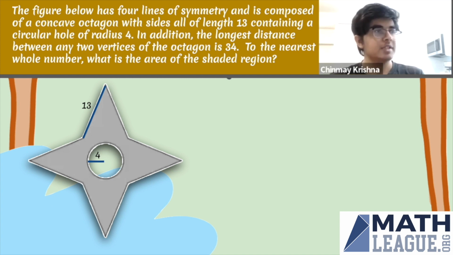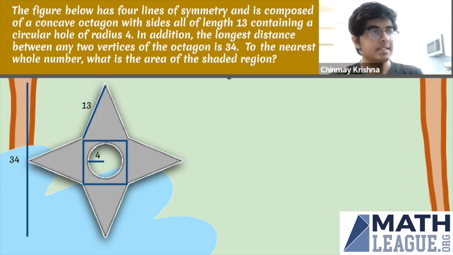So let's make use of the information that we're given. We know that each of the sides of the octagon is 13, and the longest distance between two vertices is 34. Let's make use of the fact that there are 4 lines of symmetry. If we draw these lines connecting every other vertex, we'll have a square in the center, and each of these lines of symmetry will cut the triangle in half.